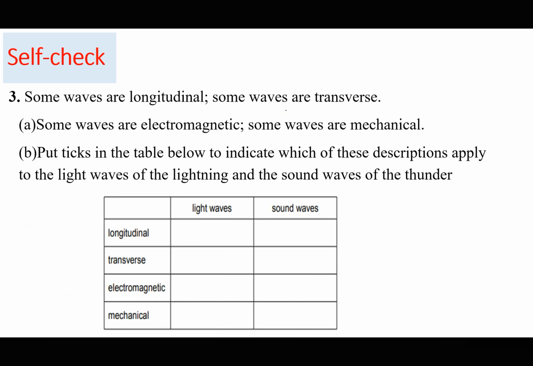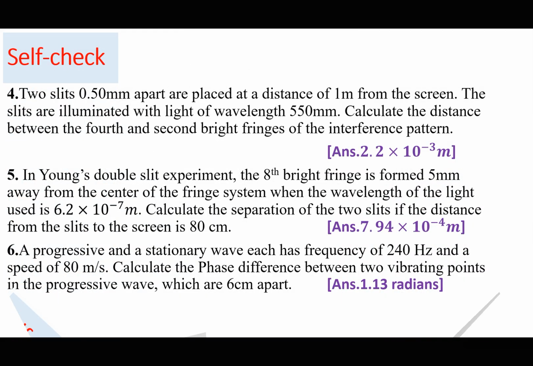Some waves are longitudinal, some are transverse. Some waves are electromagnetic, some are mechanical. Put ticks in the table below to indicate which of these descriptions apply to light waves. Of course, we know light is transverse and electromagnetic, not mechanical. Sound waves are longitudinal and they require a material medium, so they are mechanical. You can always pause the video and try to work out some of these questions just to be sure that you have picked up the concepts behind waves.